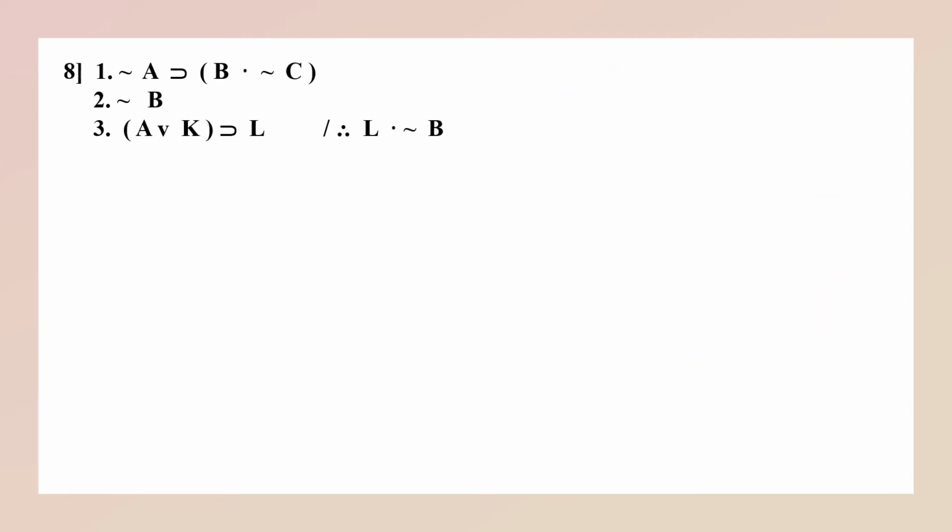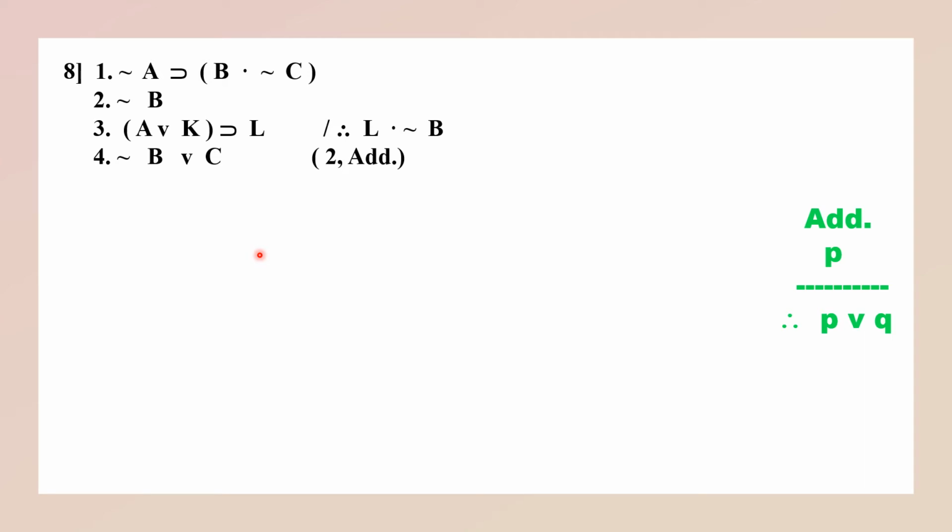Now we come to the next. Not A implies B dot curl C curl B. A wedge K implies L, L dot curl B. If you want L, you should have A wedge K. How will you get A? Only if you have the negation of the consequent, at that time you will get the negation of the antecedent. If you have the negation of this, you will get the negation of this. So what will you do to this to get the negation? I will add C, addition rule.